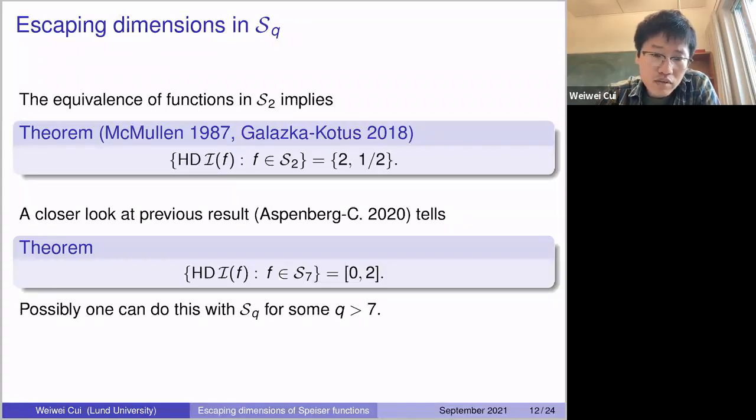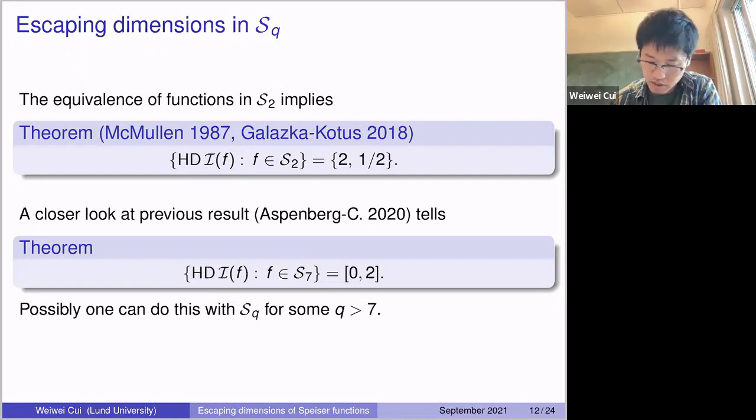But in our result with Magnus, we actually constructed a function in S7 for which the escaping set dimension can attain every number between 0 and 2. If you slightly modify the argument, possibly you can do this for some S_q for some q bigger than 7, but I'm not claiming that this is for every q bigger than or equal to 7, because the method does not give every value. So a natural question is what happens between S2 and S7.